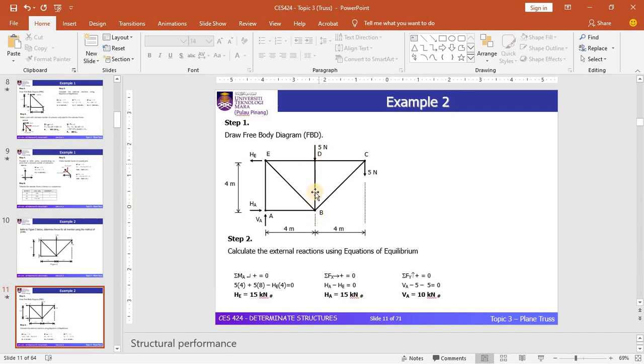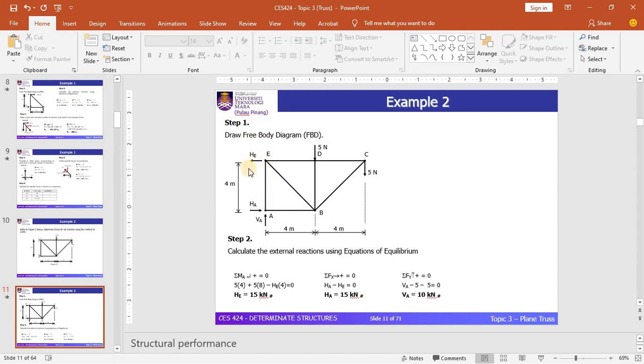Since members BD and BC have been solved based on the previous joint, you can solve for members BE and BA at this joint B. The next joint you can move to is joint A. At joint A you have 4 unknowns here. Sorry, not joint A. You can move to joint E, because at joint E, member EB has been solved, ED has also been solved, and EA is the only unknown in this joint E.